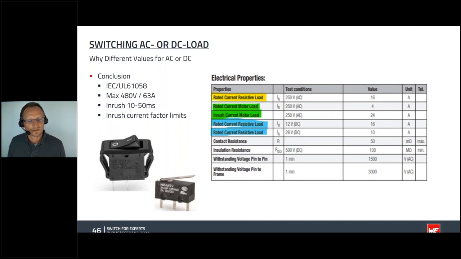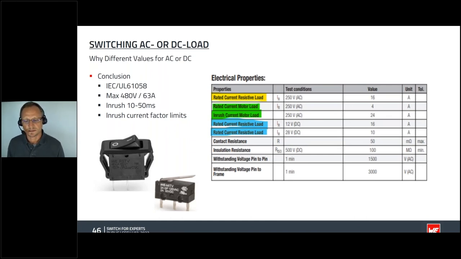Now, but how have all these values been calculated or determined? Rolling dice? No, surely not. You're right, there are standards in place. Talking about the IEC 61058 applies to switches for appliances. And the rule says the switches are intended to control electrical appliances and other equipment for household or similar purposes with a rated voltage not exceeding 480 volts and a rated current not exceeding 63 amps.